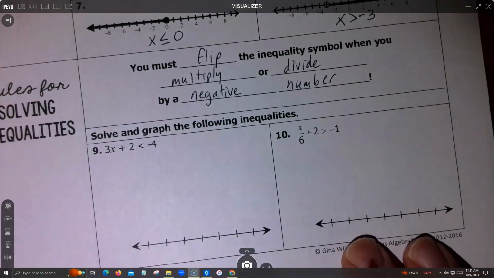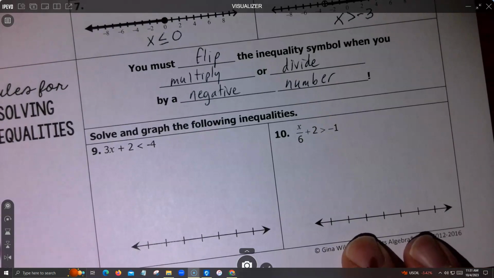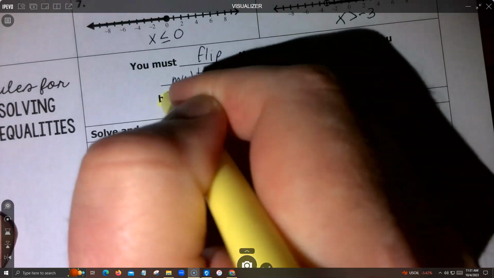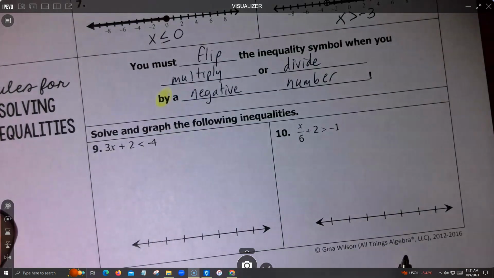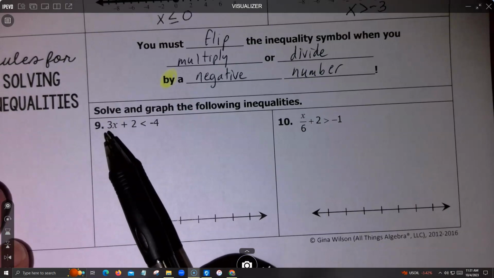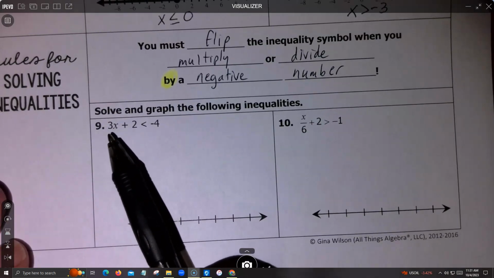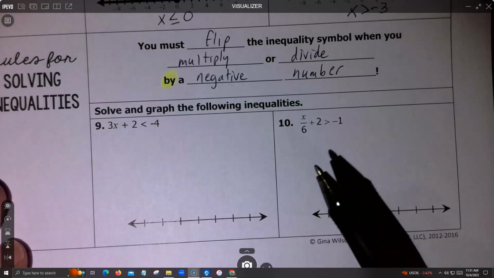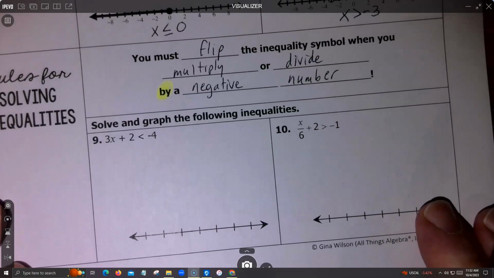Okay, now what I mean by that is you're dividing by, and the key word here is by. It doesn't mean that there was already a negative there and I'm dividing. It means the number that I divided by each side of my equation is a negative. So in this first one, since there's not a negative number on the x, when I go to divide, I'm not going to flip this symbol. Here, there's no negative attached to this x, so I'm not going to flip the inequality symbol. And then we've got some on the back that we're going to look at.